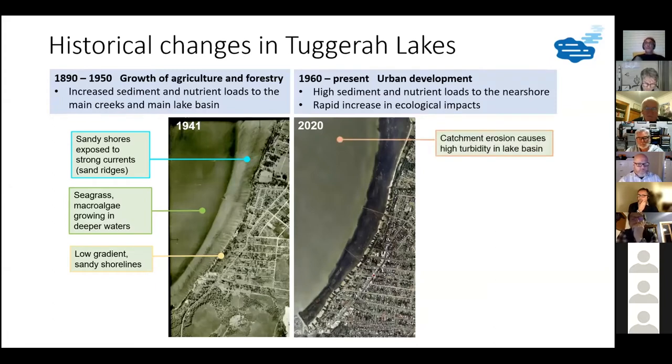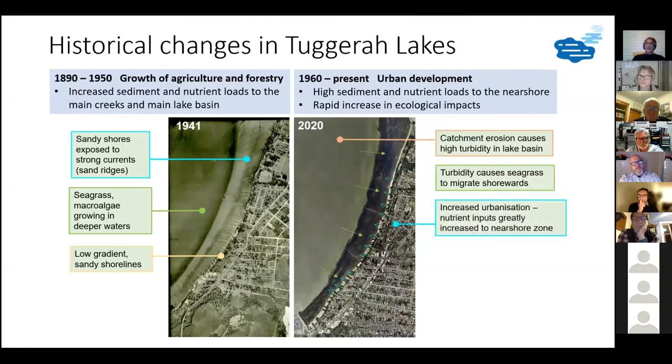So we saw the cumulative impacts of catchment erosion and sediment to the lake basin caused much higher turbidity or cloudiness of the water. That reduced the light penetration through the water and caused the seagrass to migrate into those shallow regions. So now we have in 2020, all of those shallow shoals are now colonized by seagrass and macroalgae. That increase in urbanization has really greatly increased the nutrient inputs to that nearshore zone.